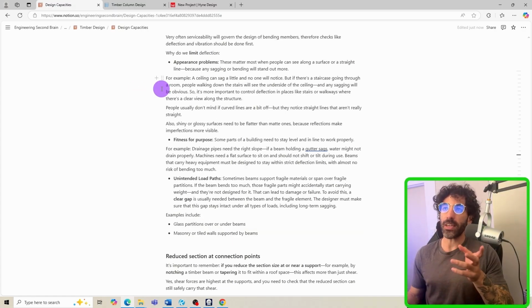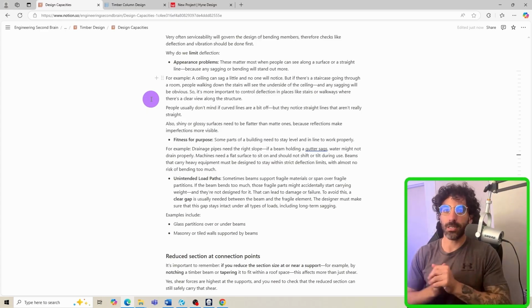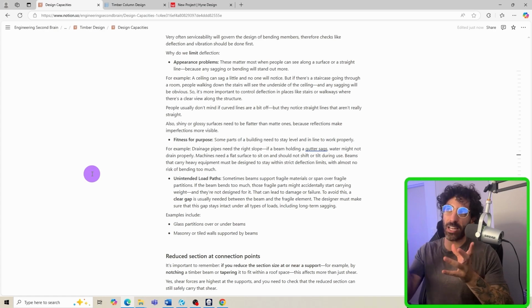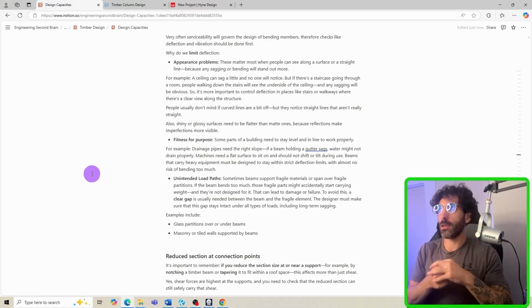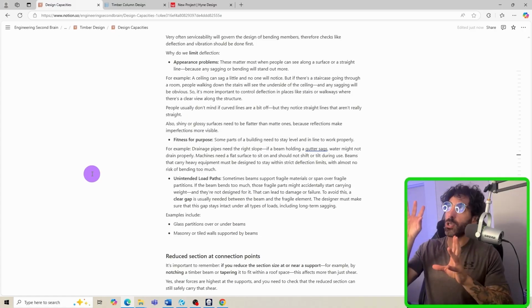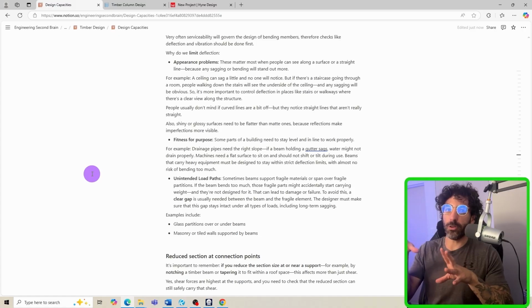Now the second thing is to keep visual appearance within limits so that the client doesn't crack the sheets and start annoying you. If a deflection is too noticeable and the client's walking past that member which is deflecting a lot, and every day that person is seeing that deflection, it's just gonna bother the client and they're gonna bother you. So it's better to limit deflection to prevent appearance problems.